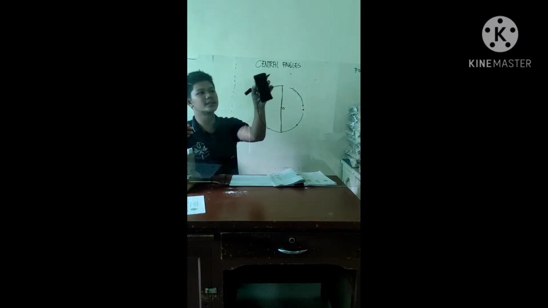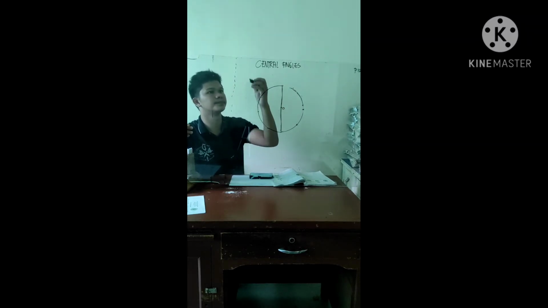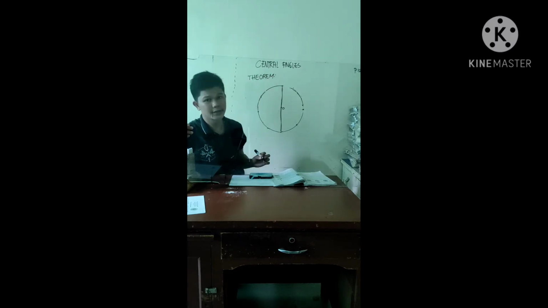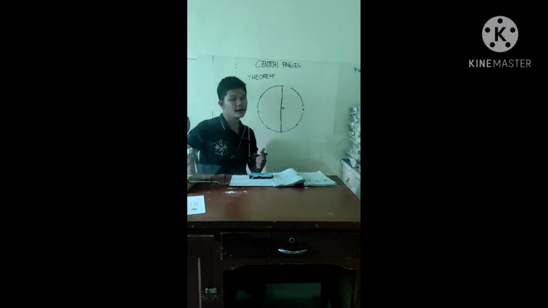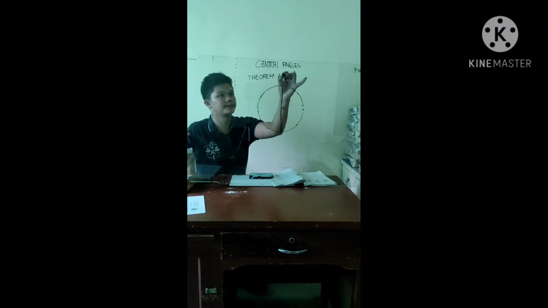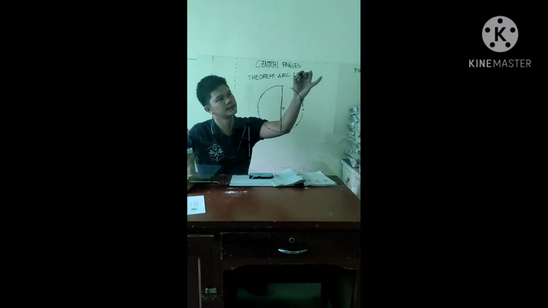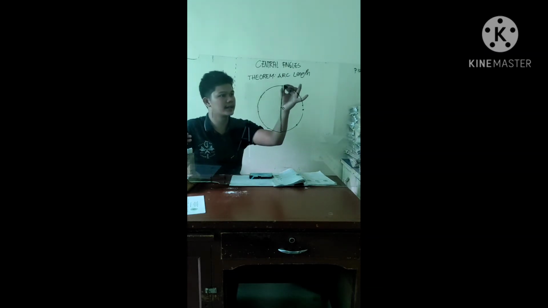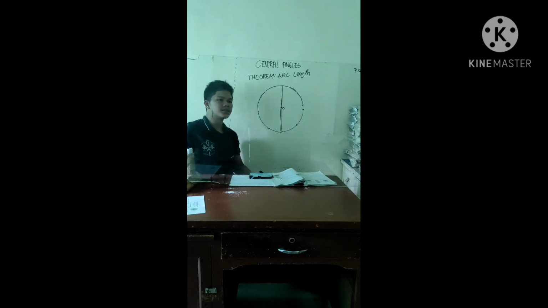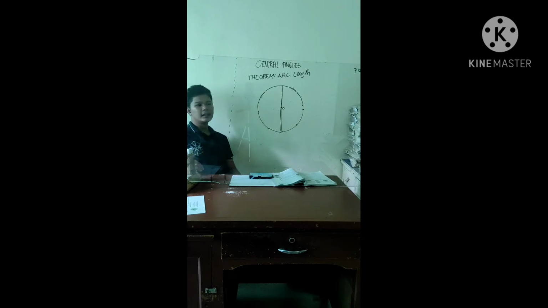Punta naman tayo sa theorems. So, we have the first theorem, no? The arc length. Now, ano to si arc length na tinatawag natin? So, si arc length, ito yung measurement ng ating arc. Okay?